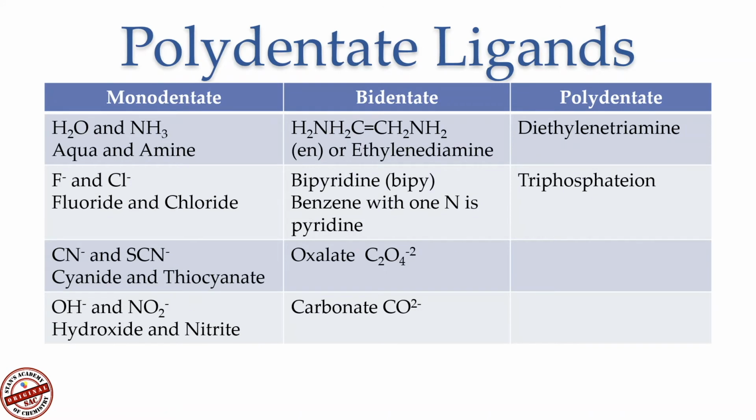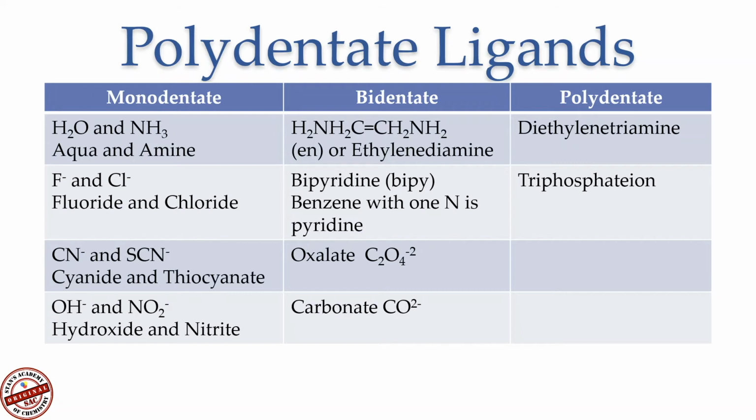Here are some examples. Monodentate ligands have 1 pair of electrons. We had seen aqua and amine, water and ammonia, fluoride, chloride, cyanide, thiocyanate, hydroxide and nitride. They are all molecules that can donate a single pair of electrons, so they are called monodentate ligands.